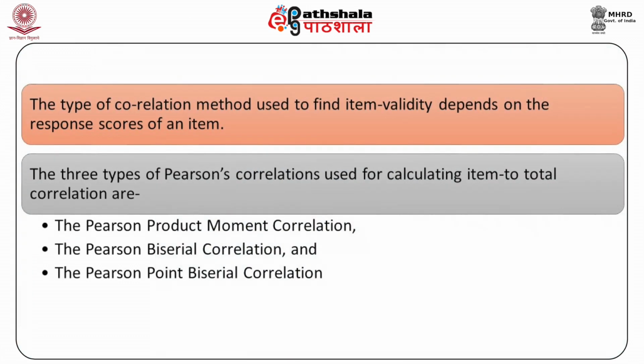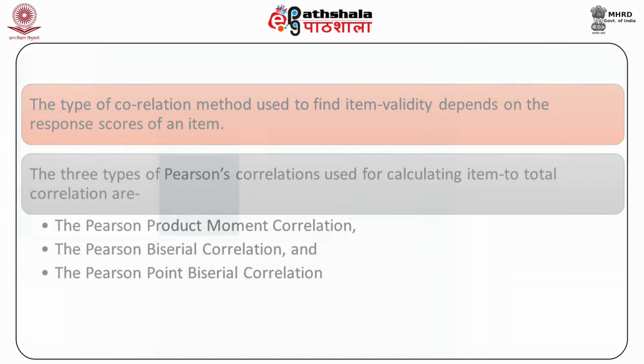The type of correlation method used to find item validity depends on the response scores of an item. The three types of Pearson's correlations used for calculating item to total correlation are the Pearson product moment correlation, the Pearson biserial correlation, and the Pearson point biserial correlation.